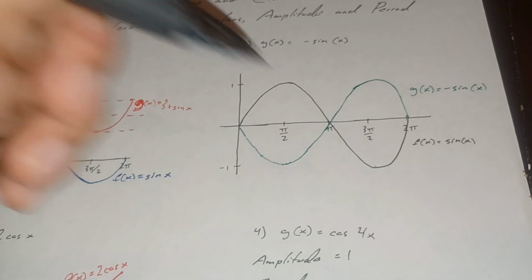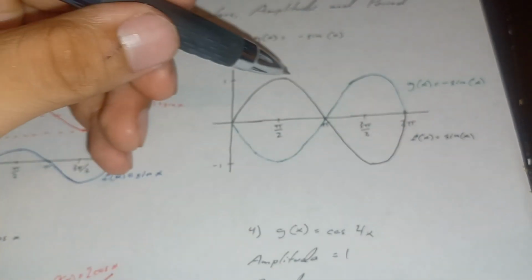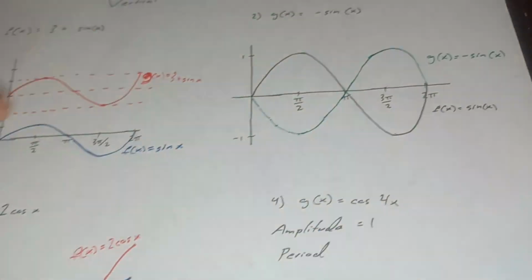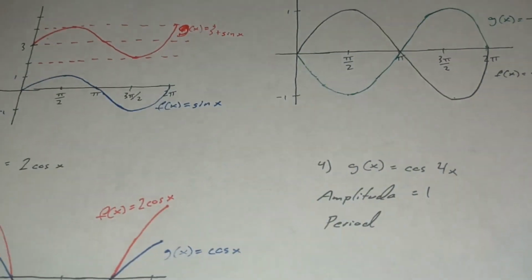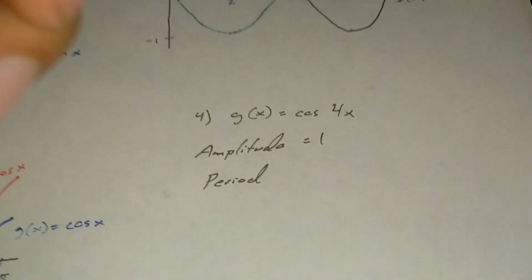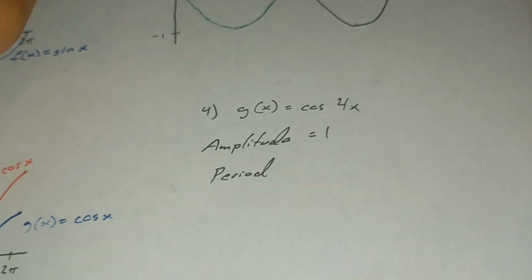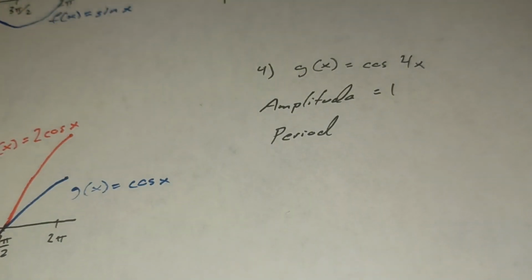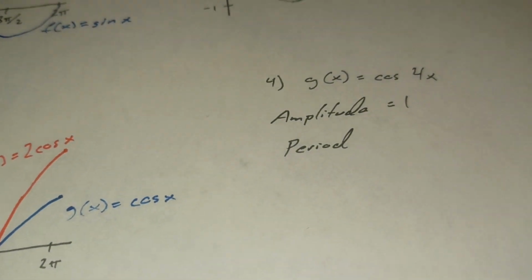Same with sine. Sine has a period of 2 pi. Again, it's going to repeat over and over again for a period of 2 pi. Same thing here and there. So this one does not look like it's going to follow that rule, cosine of 4x. So we're going to have to find its period by doing a little bit of division.